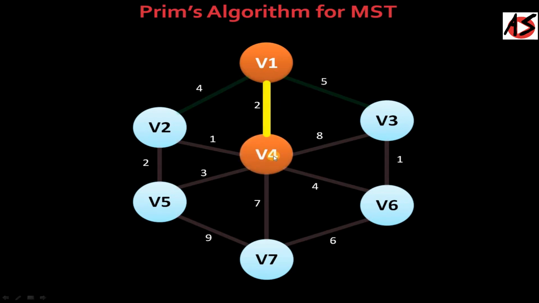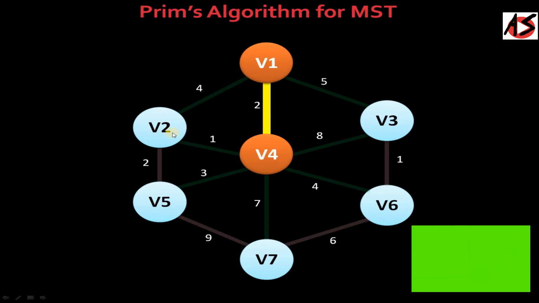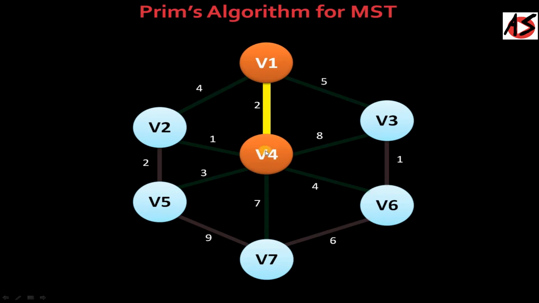So V4 is now connected. Now you find out what other nodes you can reach from V4. You can connect V2 from V4, V5 from V4, V7 from V4, and V6 from V4. So you have explored three more nodes, that is V5, V7 and V6. Now from the green shaded edges, we select the minimum edge which leads to a new unvisited node. So we select this edge having weight 1.